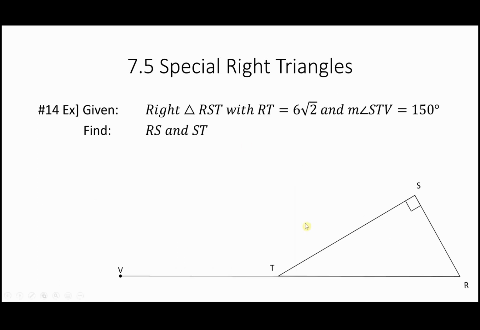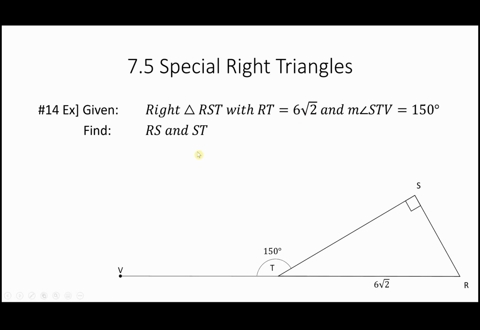Here's number 14. Let's say we were given a right triangle RST, which looks like it's kind of upside down, and furthermore, the hypotenuse seems to be extended with a line segment TV, okay? And that gives us an exterior angle STV, which they're giving us as 150 degrees, and furthermore RT, which is the length of the hypotenuse. So it's just the length from this vertex to this vertex, not including the extension here. The hypotenuse is 6 root 2.